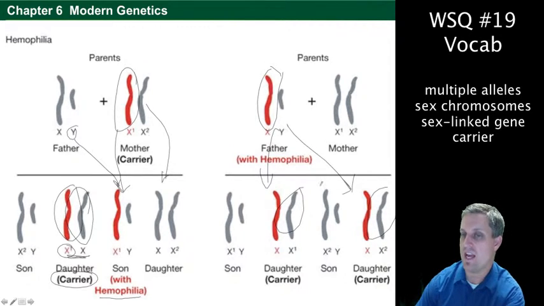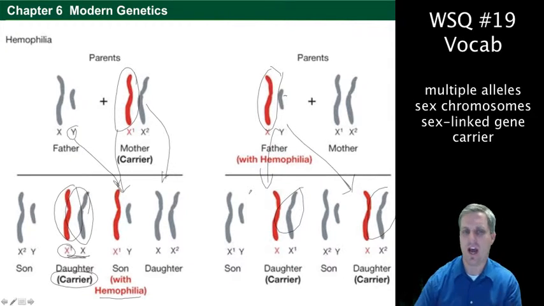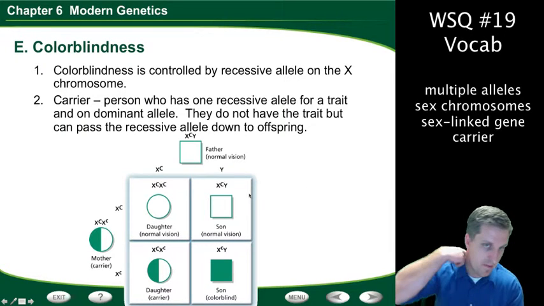Now, the father cannot pass the trait on to his sons because it's on the X chromosome, not on the Y. And so his sons are going to get the Y from him, and so they'll be perfectly safe, and the disease will stop on their side, even though it could get passed along to the female side. So that's just showing you how sex-linked traits can be passed on.